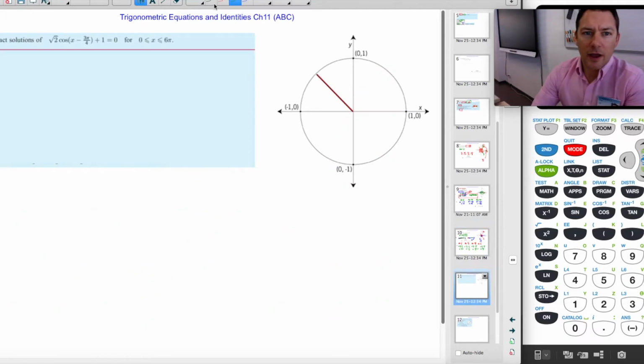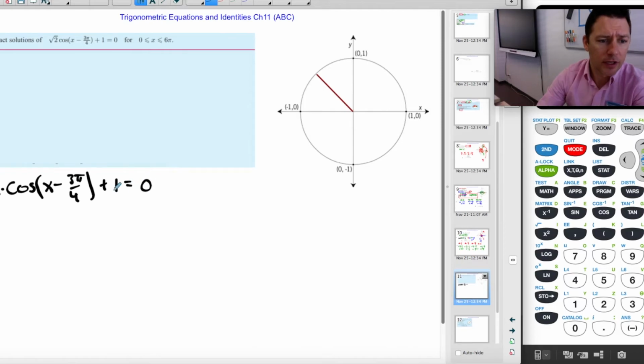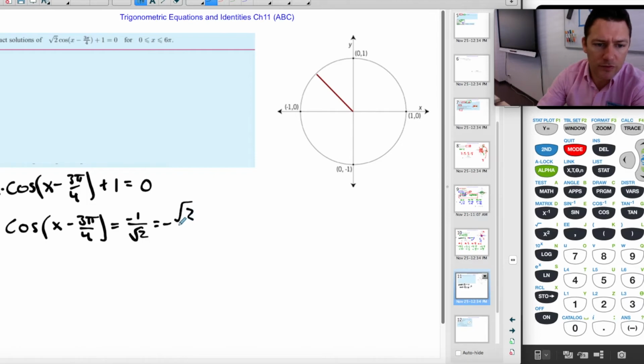Okay, let's try one more just to make sure you're on board. This is root 2 cosine of something plus 1. Let's take this and solve it for just the cosine. So this turns into root 2 times the cosine of this mess, x minus 3 pi fourths, plus 1 equals 0. If you subtract the 1 and divide by root 2, you get cosine of that mess equals negative 1 over root 2, which is negative root 2 over 2. We're used to seeing it that way.